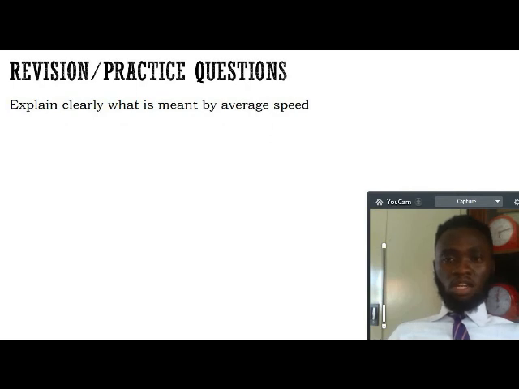Here is a little practice question for you. Explain clearly what is meant by average speed. What do you understand by average speed?